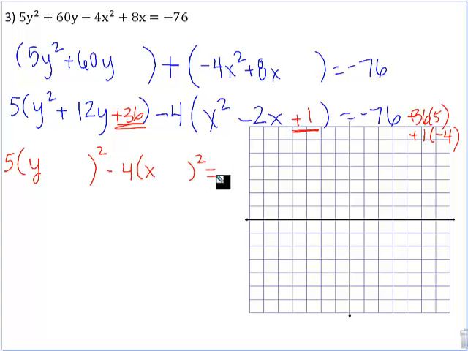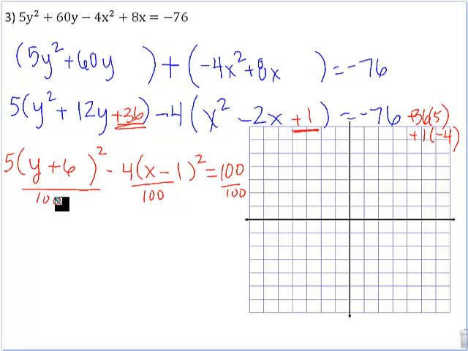What value do we get over here? 100? Yep. And then what do we get when we complete the square? It's 5 times y plus 6 squared minus 4 times x minus 1 squared. And then we want this to be equal to 1. So we divide everything by 100. See, this process is the same as the ellipse process. Okay?